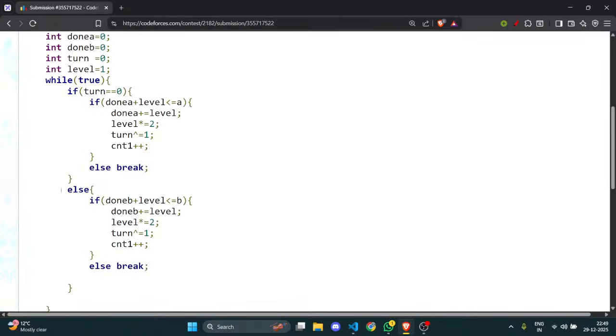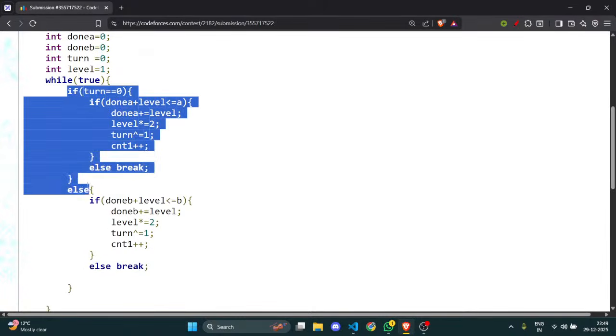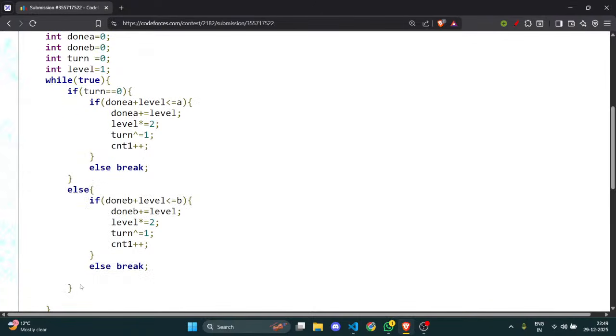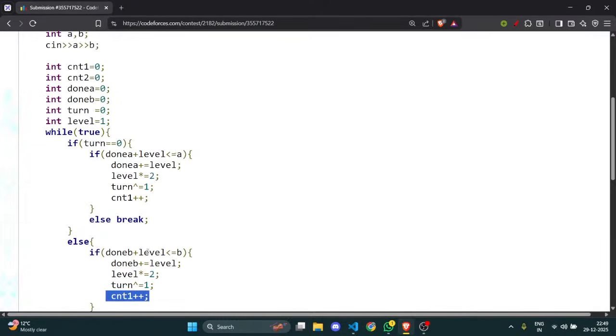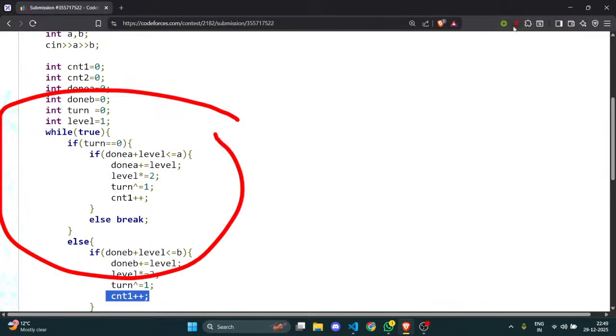Now we do a similar thing for the black part. So if turn was 0 for white, here it would be if turn is 1, which means this is the black layer, and we are doing similar things for black. Which means done b was the total chocolate used for black, and level is the current amount of chocolate we need. So this should be less than the total chocolate of black which we have. And we increase done b, level increases by 2, we take the XOR and we increase the count, and so on.